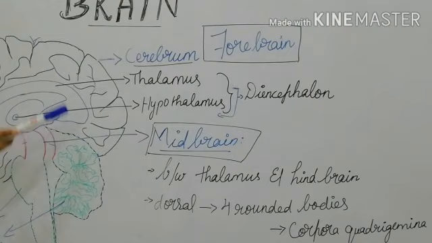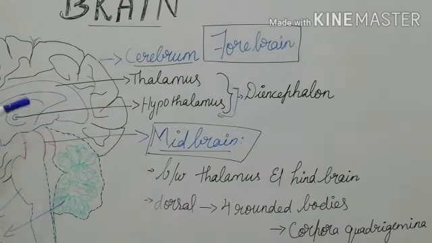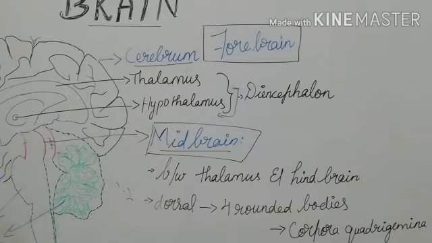And the next is the midbrain. This midbrain is present between the thalamus and the hindbrain, and this midbrain consists of four rounded bodies at the dorsal region, and it is known as the corpora quadrigemina, and this plays a major role in controlling the visual and the auditory reflexes. So this is about the midbrain.